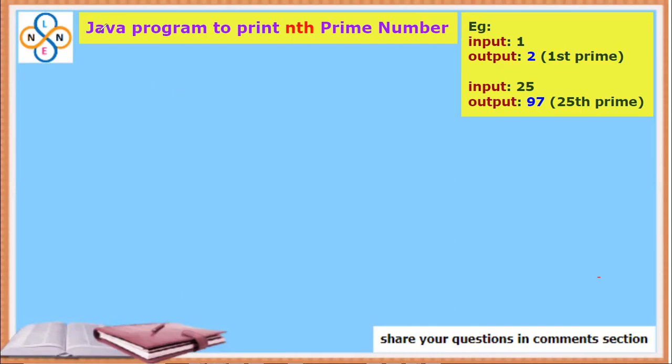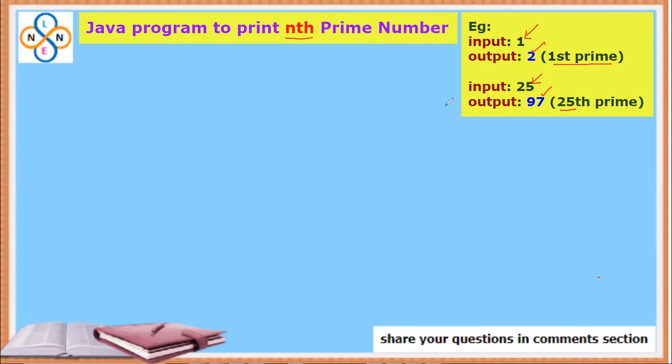In this video, we are going to discuss a Java program to print the nth prime number. That means if the input is 1, the first prime number should be the output, that is, we have to print the output as 2. If the input is 25, then we have to print the 25th prime number, therefore the output should be 97. And our logic is going to be generic.